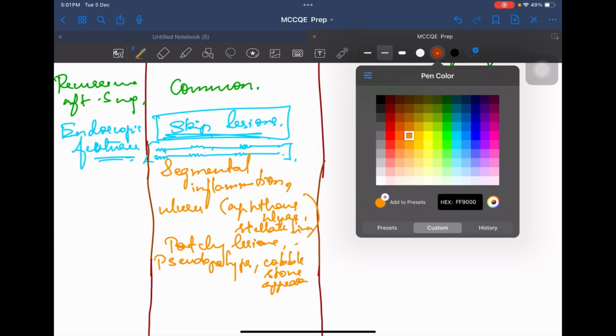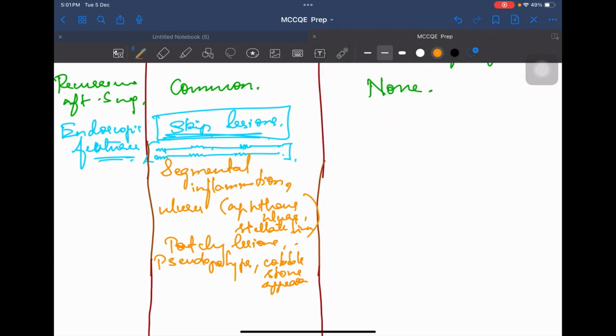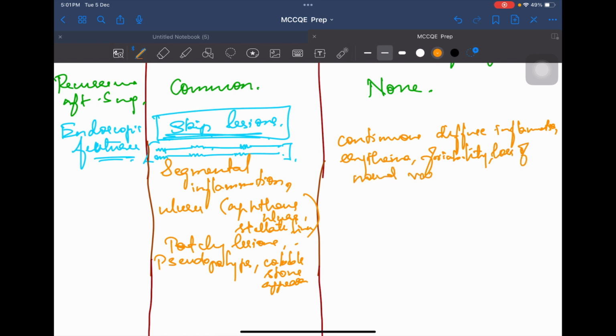What about ulcerative colitis? Endoscopic features of ulcerative colitis. There will be continuous diffuse inflammation. There won't be any skip lesions, mind it. So skip lesions are present in Crohn's disease, which is nothing but the segmental inflammation. But in case of ulcerative colitis, it will be continuous diffuse inflammation. And there will be erythema, friability, loss of normal vasculature, and there will be pseudopolyps.